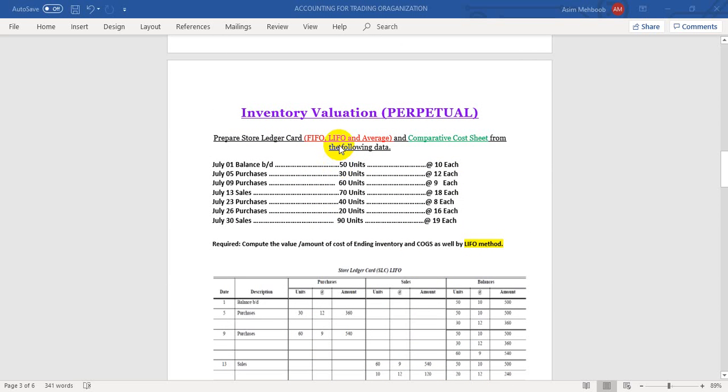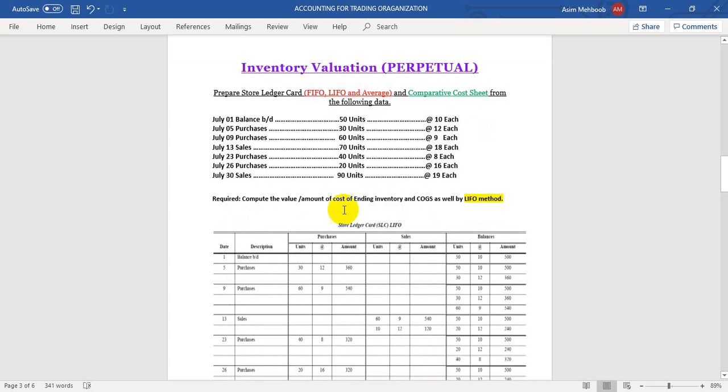LIFO stands for last in first out. It means that whatever we bought last, we have to sell it first. Last in, first out. And the data is the same as we used in the perpetual inventory system for FIFO. Now we have to compute the cost of ending inventory and cost of goods sold by the LIFO method. The scenario, the method and the procedure will remain the same.